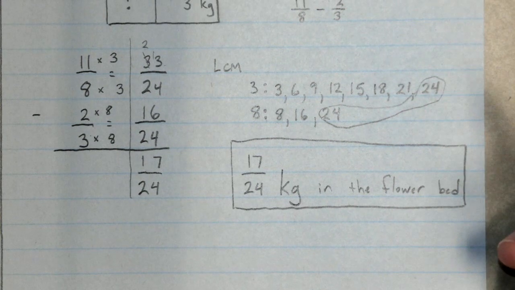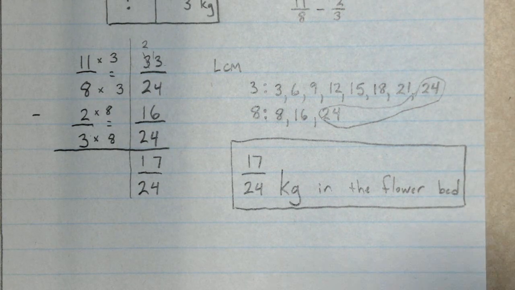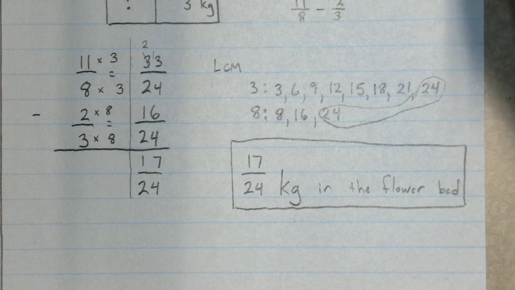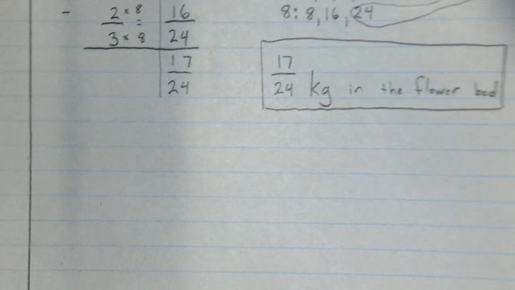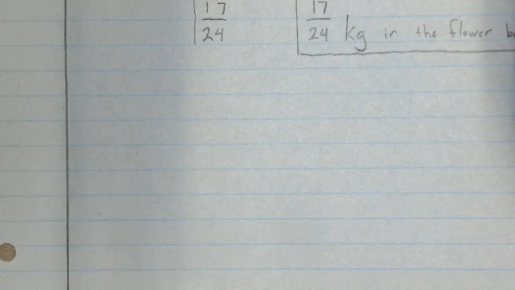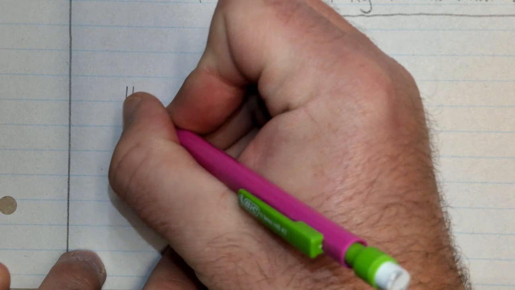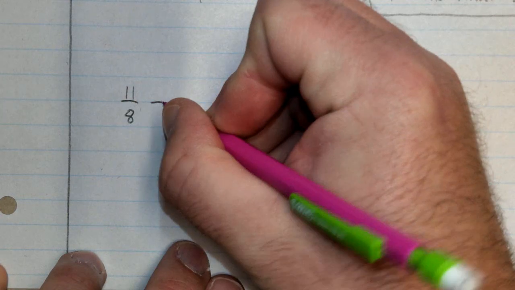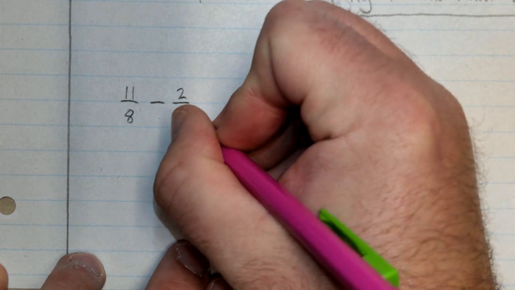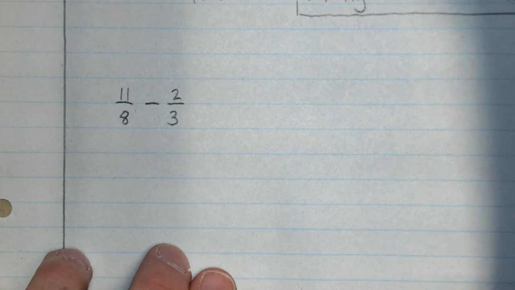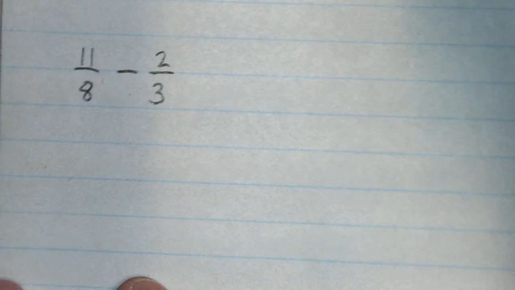Now, that was solving with least common multiple. I'm not going to go through and solve the entire thing again, but I will show you just as a quick refresher. Let's go back to this. 11/8 minus 2/3. If I wanted to do get up, get down, I would end up with the exact same numbers I just subtracted.